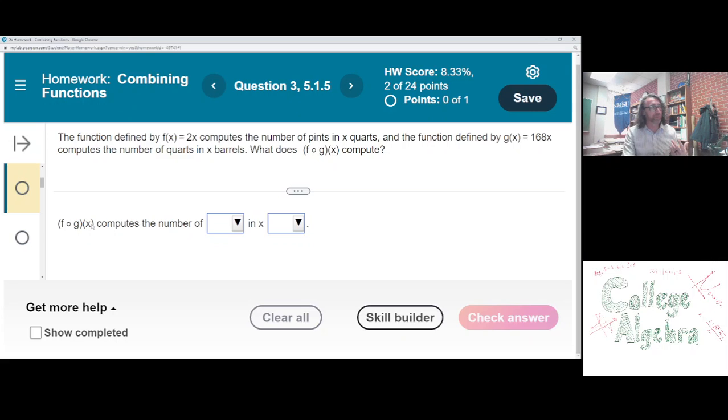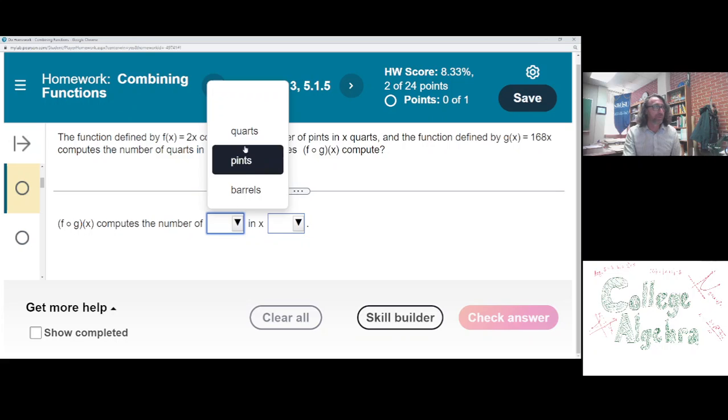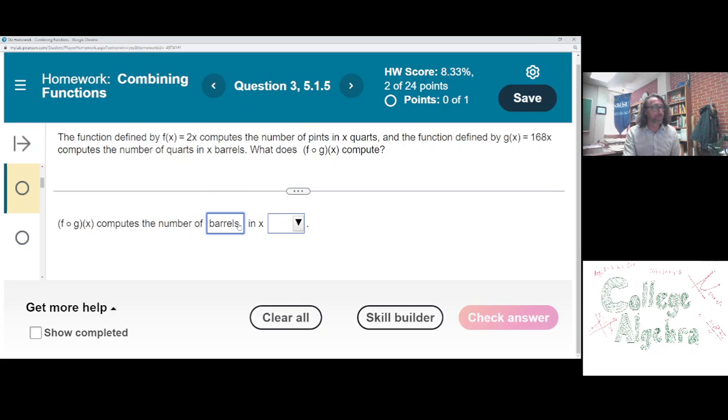So the function composition. Remember, the input goes into the function that is closest. It would go in right there. So x goes into g. And what does g take? Well, g takes barrels as its input. So it computes the number of quarts in x barrels. Barrels would be over there.